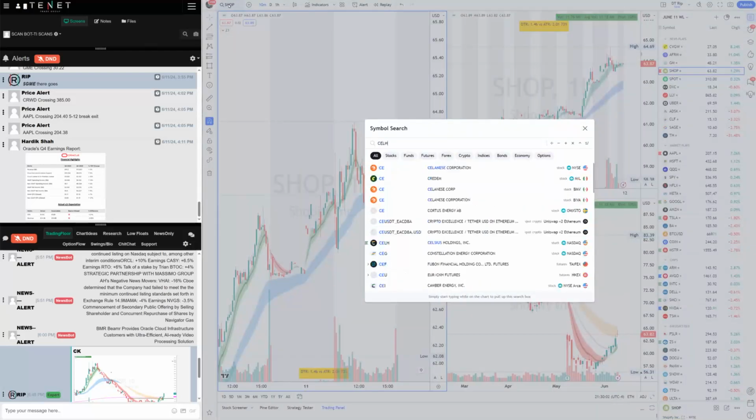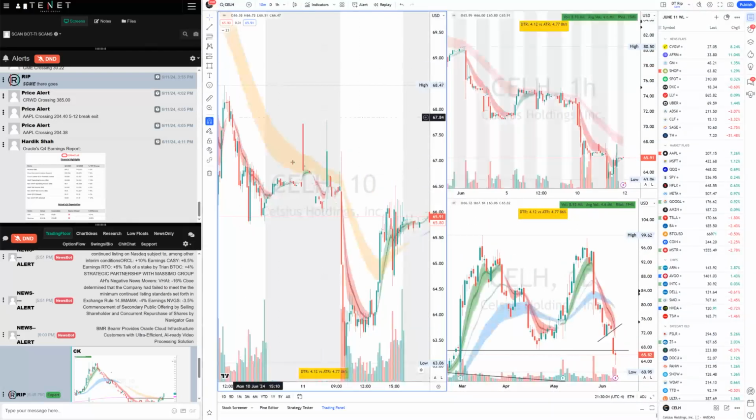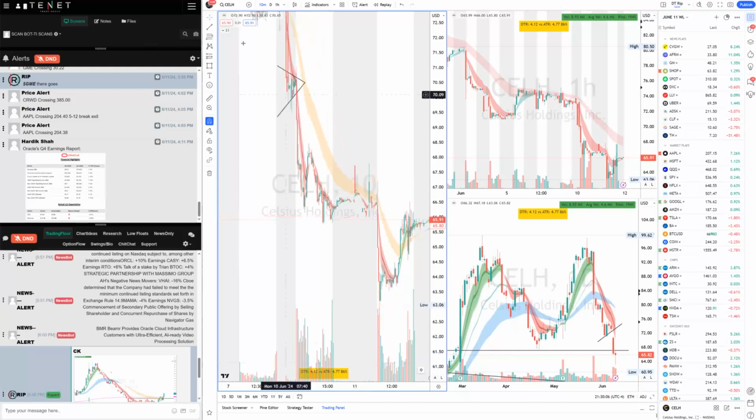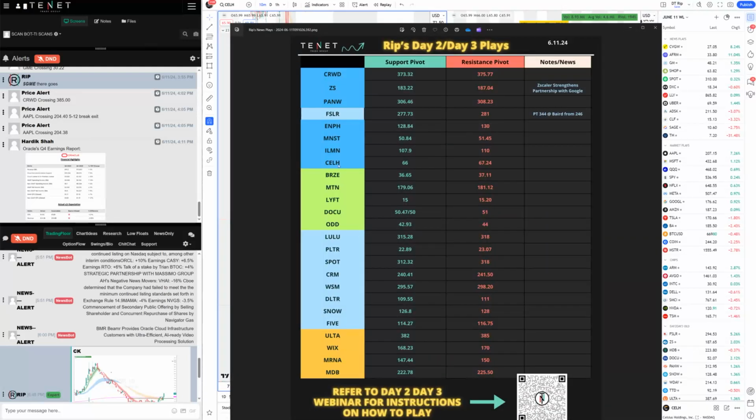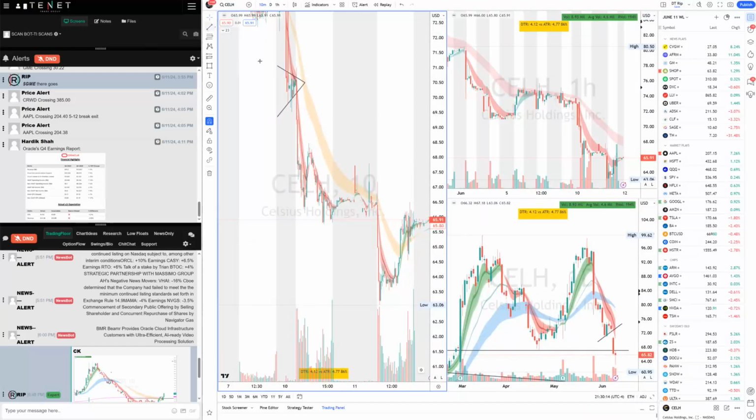A few other day 2, day 3 setups. There was CELH, because we know CELH had bearish news yesterday, and that's why I had CELH today for the community. 66 was a support, 67.24. Once it broke the 67, it was a short.